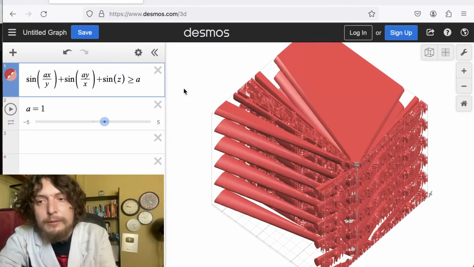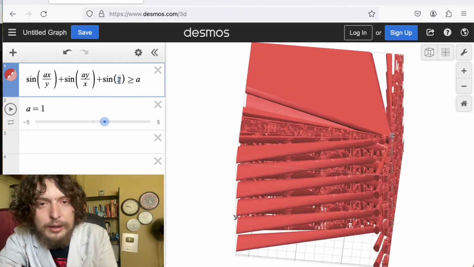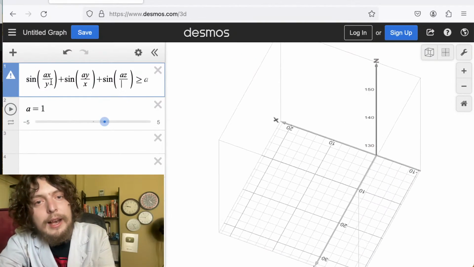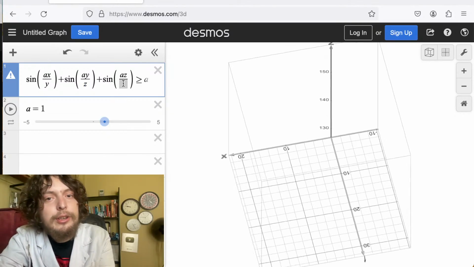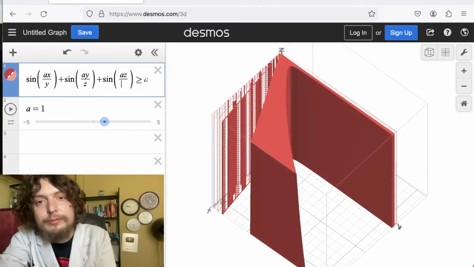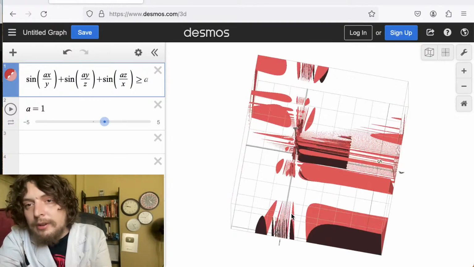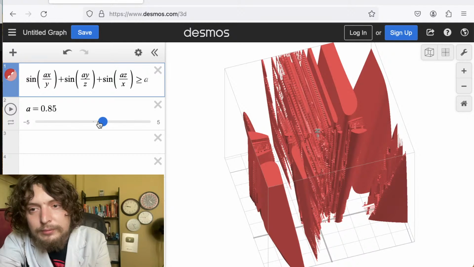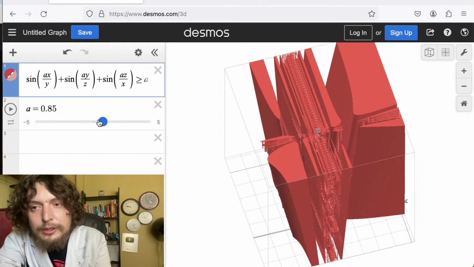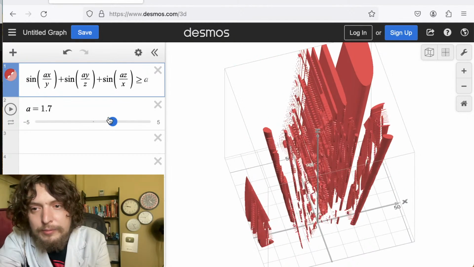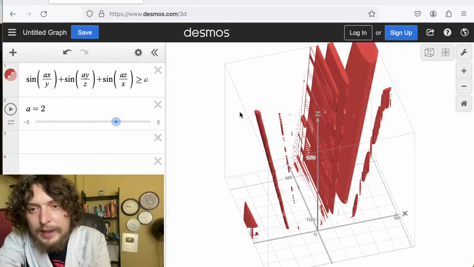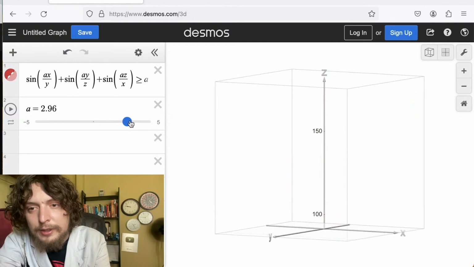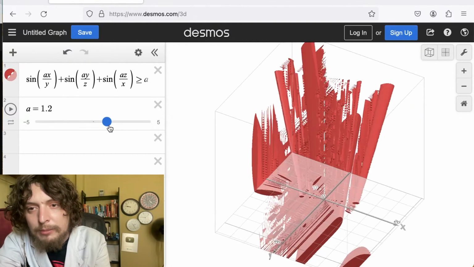Now, what if we do something similar here and we go A Z over... Okay, so we'll let X go over Y, Y go over Z, and Z go over X. Okay. Now we're going to start changing our A's. Check these out at different A's. That one has some interesting stuff and kind of vanishes at one point.